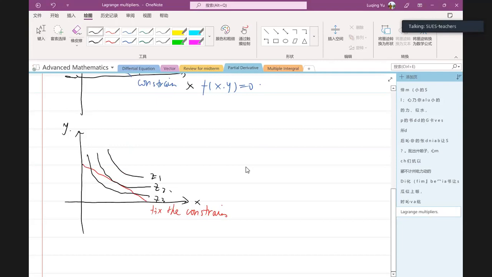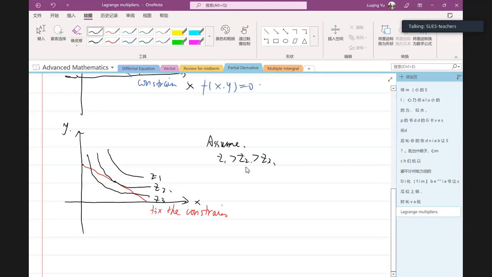So we know that Z1 is larger than Z2 and larger than Z3. Actually, you can assume that Z1 is less than Z2 and less than Z3. It's just a contour, so we just assume here. Why do we need to find a tangent line with a contour curve? Suppose this is your constraint.